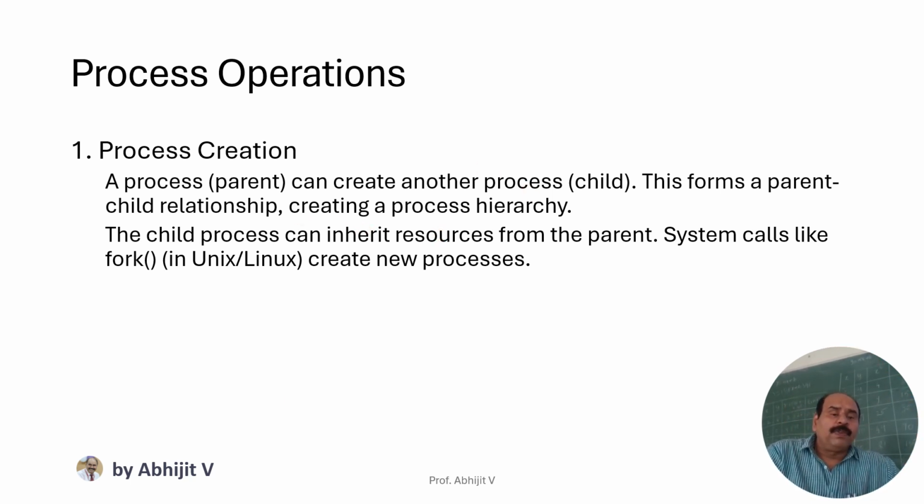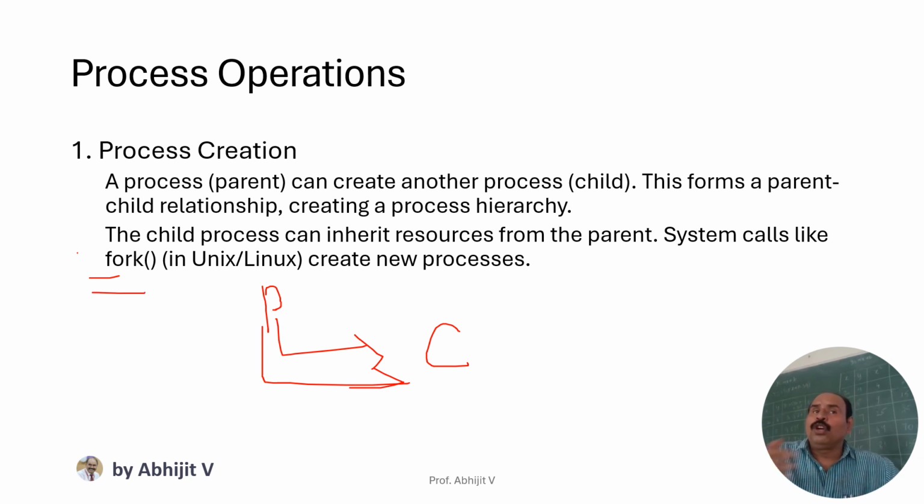First we have a parent process. From the parent process, a child process is created. This child process can inherit resources from the parent. System calls like fork in Unix create a new process. In Unix, we use the fork command to create new processes. So the first operation is process creation.